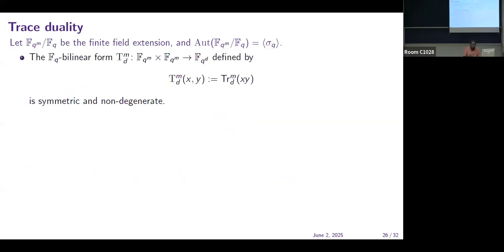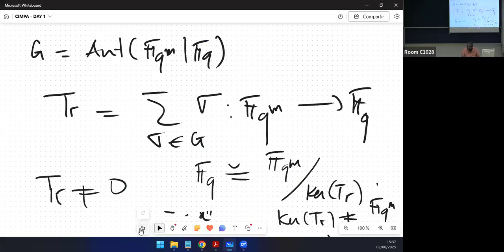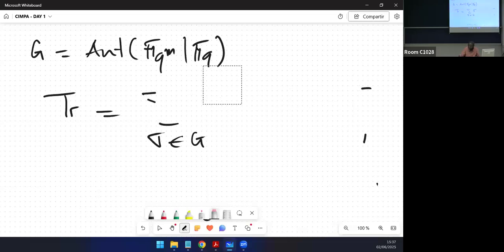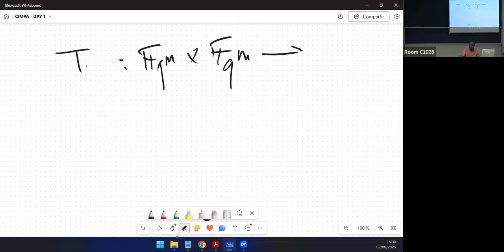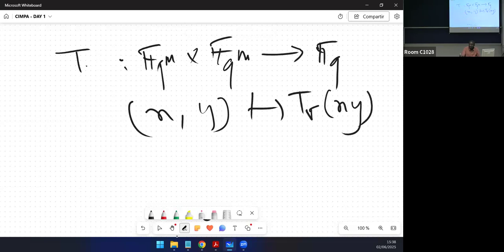K is a linear form. And we use this linear form to define a binary form, the trace of these products. This binary form is non-degenerate and is used to construct a trace dual basis.